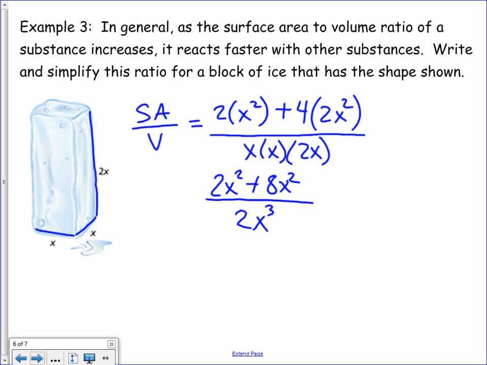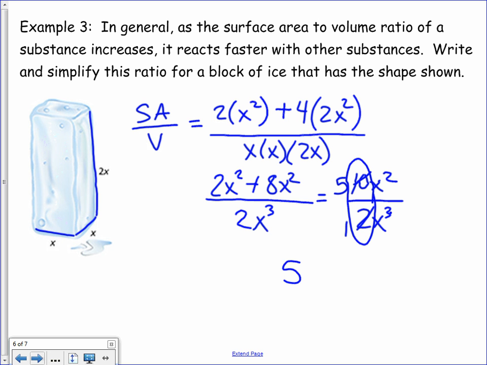Then we can simplify 2x squared plus 8x squared since they are like terms, the variables and the exponents are the same. So that will just simplify to 10x squared over 2x cubed. And now we need to divide out common factors. So 10 divided by 2 will be 5. And if we have x squared divided by x to the third, what do we do with exponents when we're dividing? We subtract them.